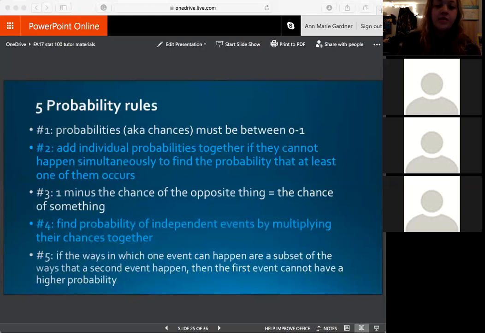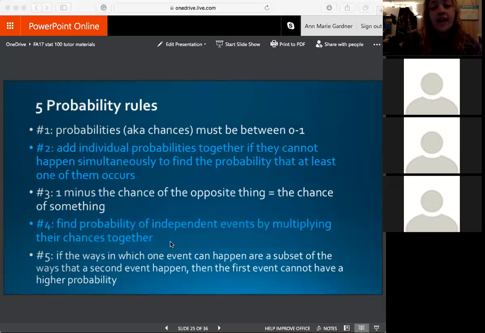Our third one is 1 minus the chance of the opposite thing, which sounds a little weird, but it's basically saying that if you're trying to find the chance of something, the opposite of that is just 1 minus the chance of the thing, because it all has to add up to 1 in the end. So if the chance of something is 0.8, then the opposite thing is going to be 1 minus 0.8, which is 0.2, because they both have to add up to 1. That's why we start with 1 minus.